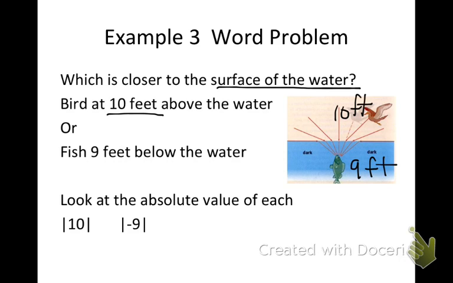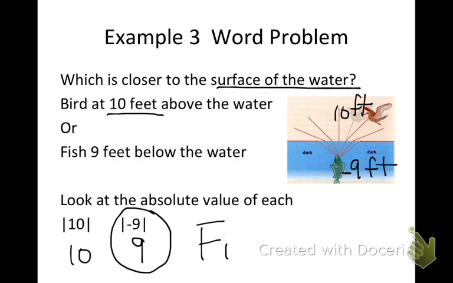So if we look at the absolute value of each, what's the absolute value of 10? It's 10. Absolute value of negative 9 is 9. So which is closer to the surface, though? We're not comparing which is greater than, which is less than. We want to know which is closer to the surface. And that would be the 9 is closer to the surface. So our fish is closer to the surface.